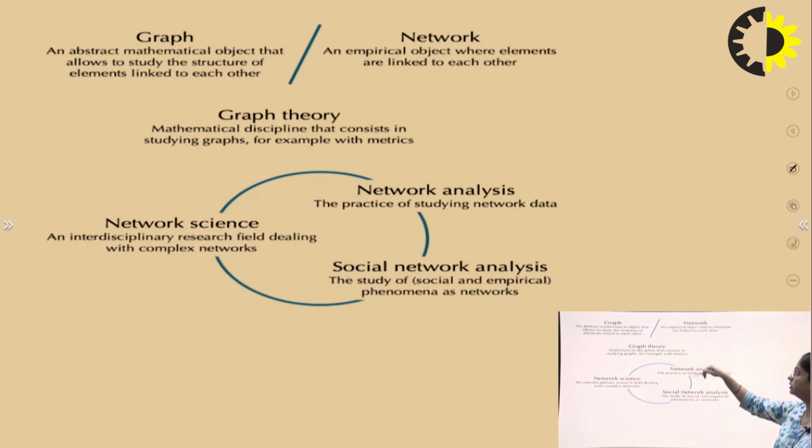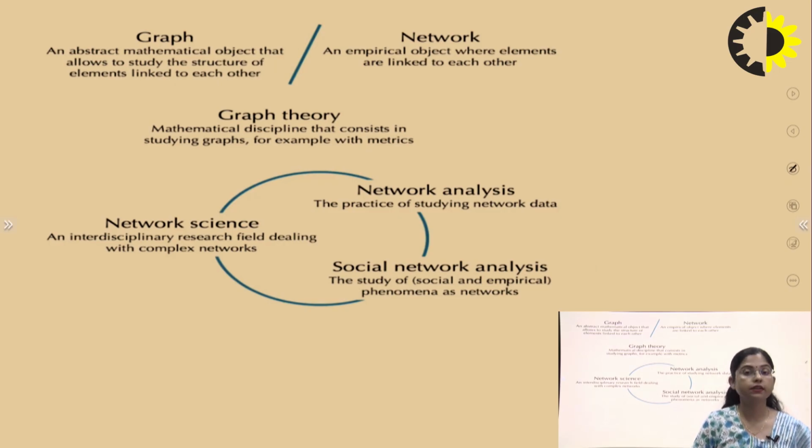Next, graph. We study networks using graphs in social media analytics to find out various insights. We use graphs, graph theory, or different algorithms to understand those concepts. So what is a graph? An abstract and mathematical object that allows us to study the structure of elements linked to each other, that is a graph. And now what is a network? An empirical object where elements are linked to each other, that is a network.